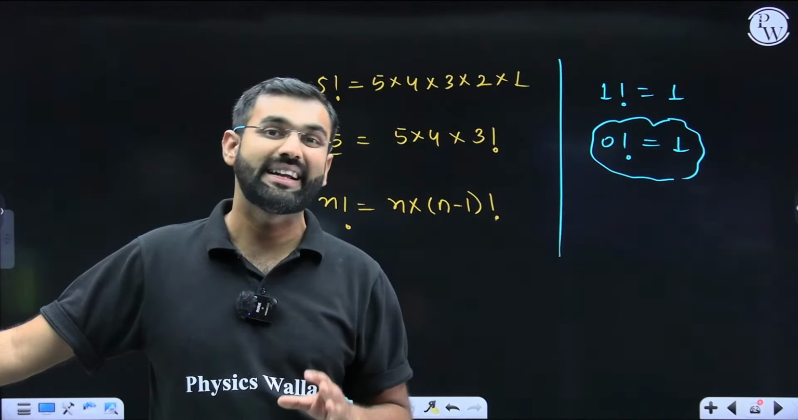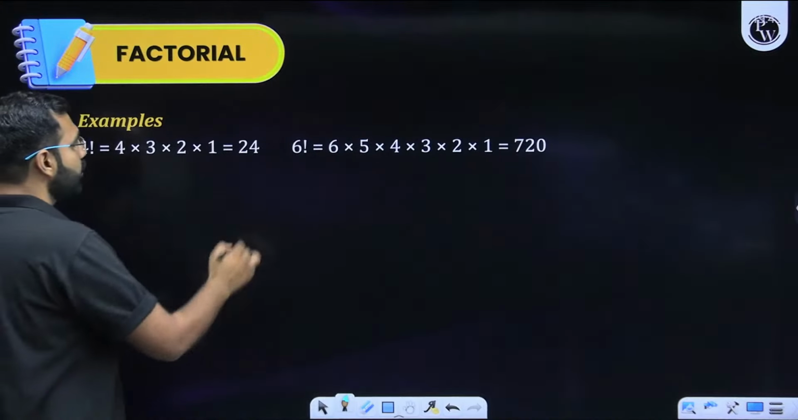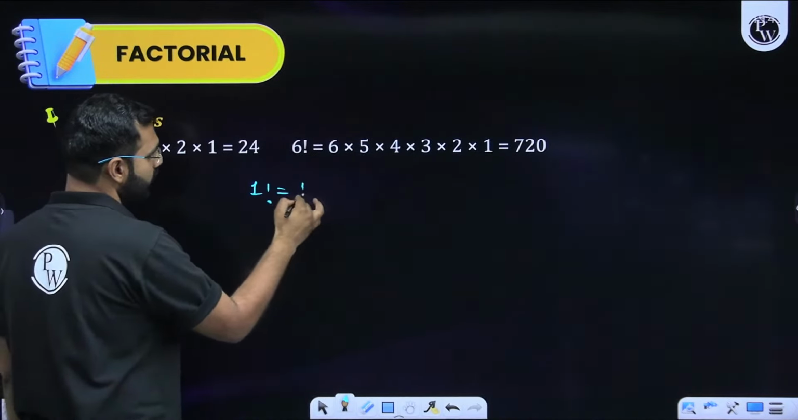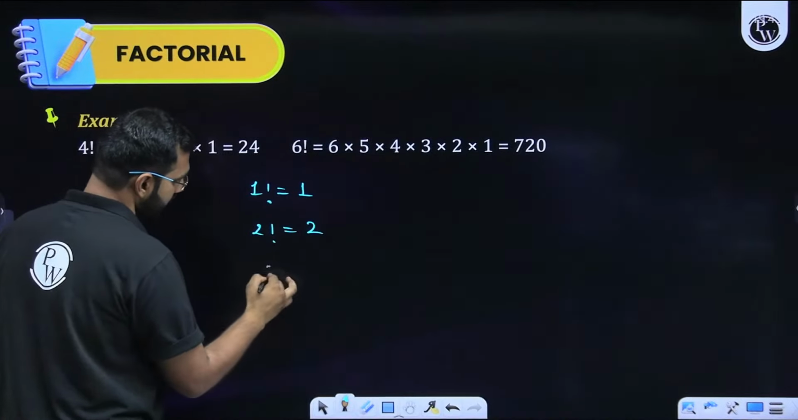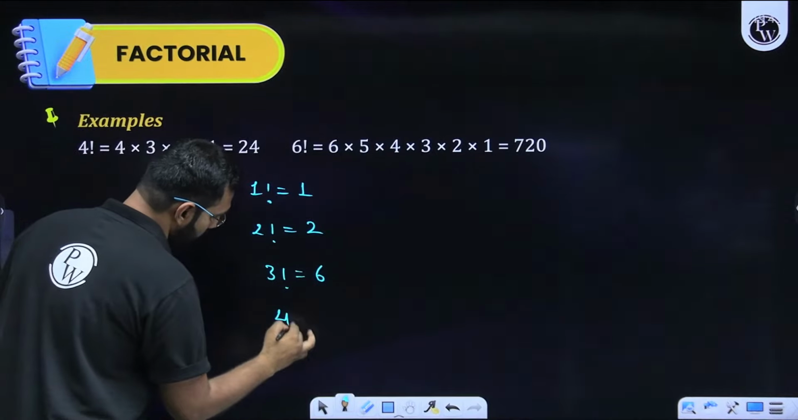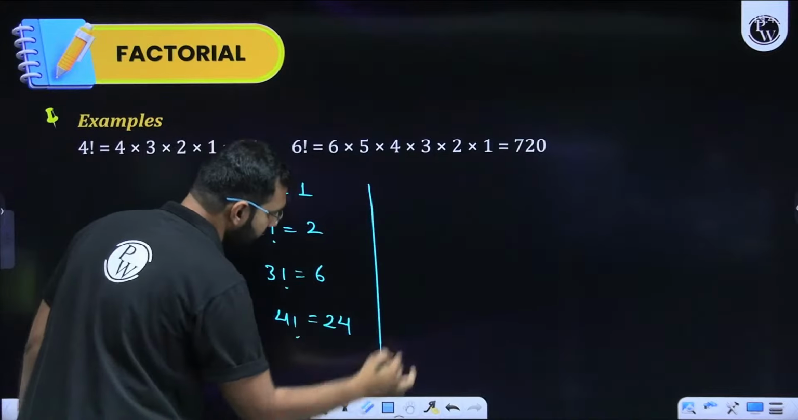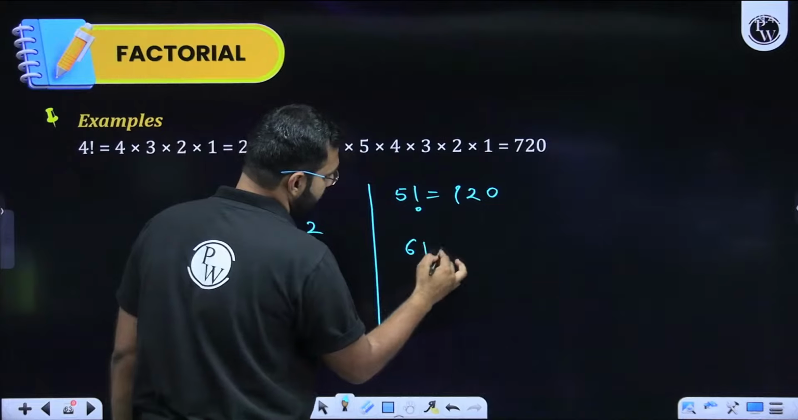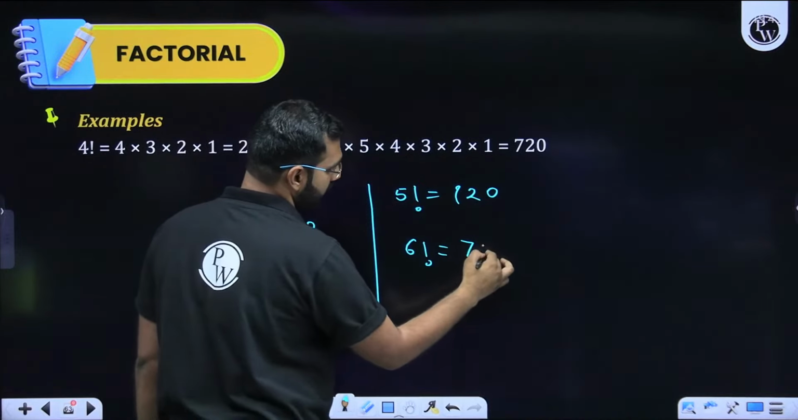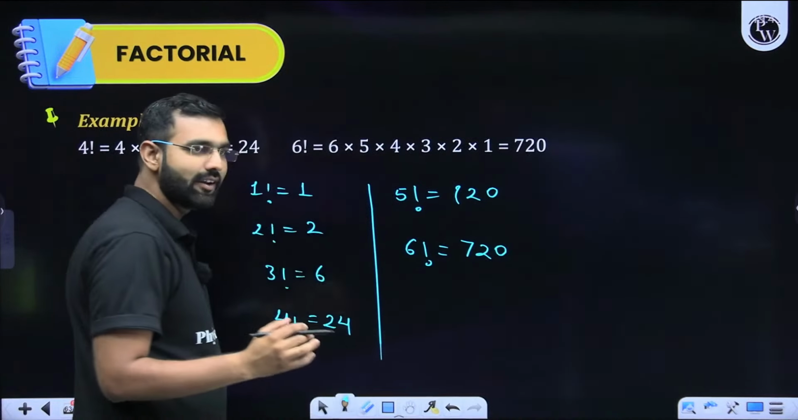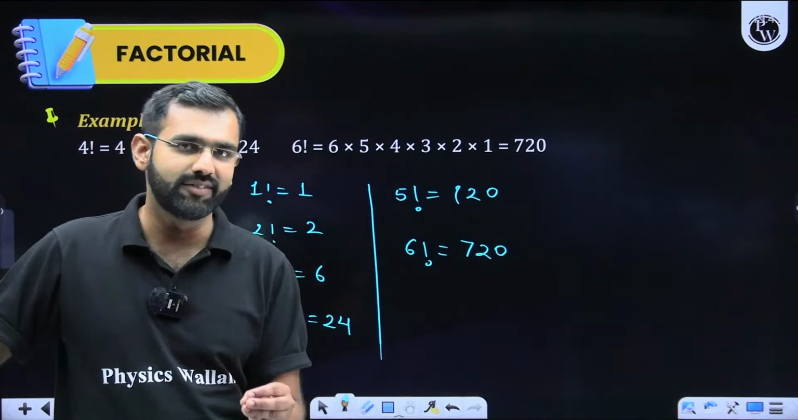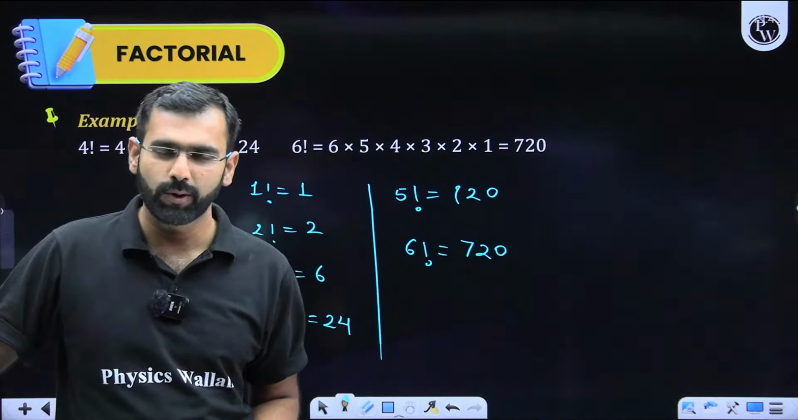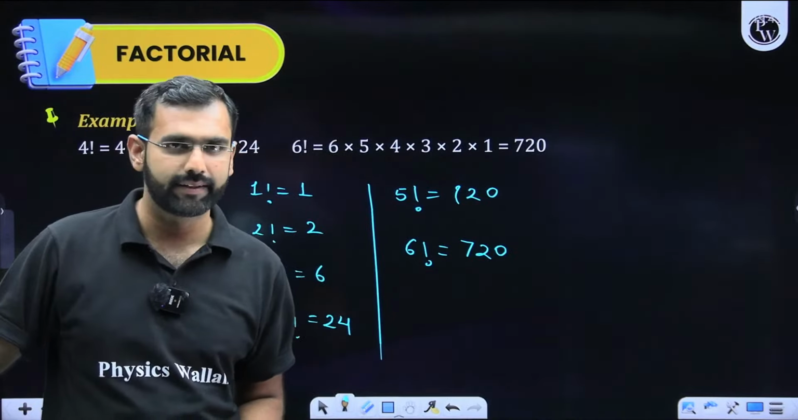Now, going ahead, these are the results. I'll request you to memorize these values. 1 factorial is 1, 2 factorial is 2, 3 factorial is 6, 4 factorial is 24, 5 factorial is 24 into 5, which is 120, 6 factorial is 6 into 5 factorial, which is 720, and so on. Until 10 factorial, you should have these values at your fingertips. Did you all get that? Please remember this, because if you memorize them, they'll save you a lot of time in the examination hall.